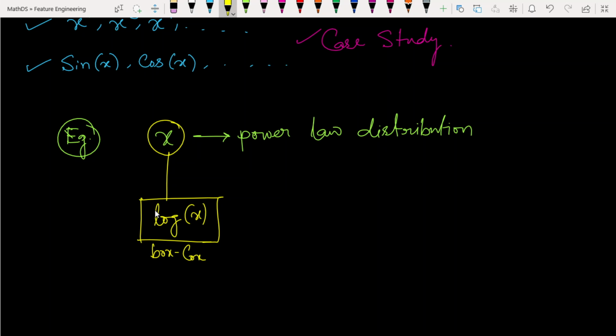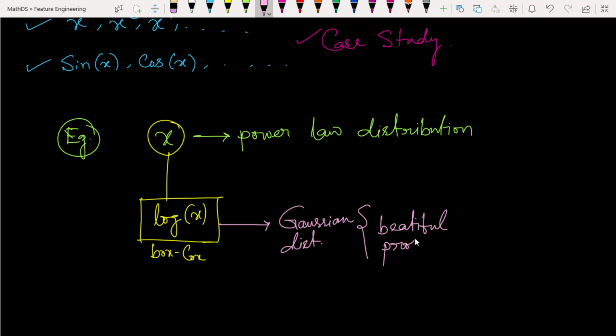So if we apply log x, then we can easily get another kind of distribution, a Gaussian distribution. If we get the Gaussian distribution, then we have some beautiful properties, and by using these properties we can take some decisions. We already know these things.